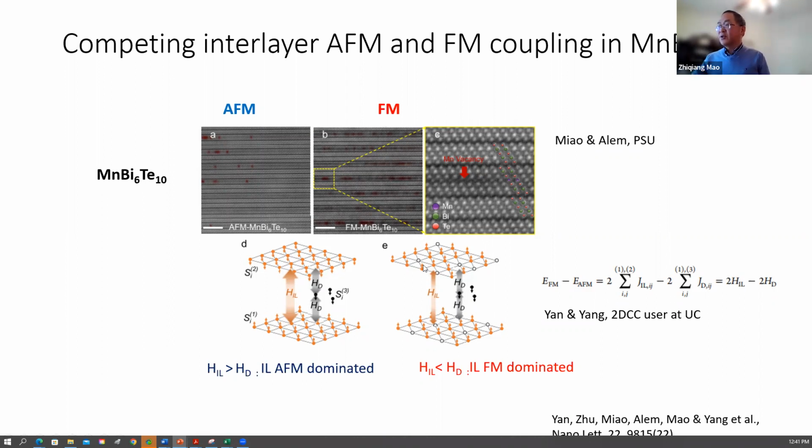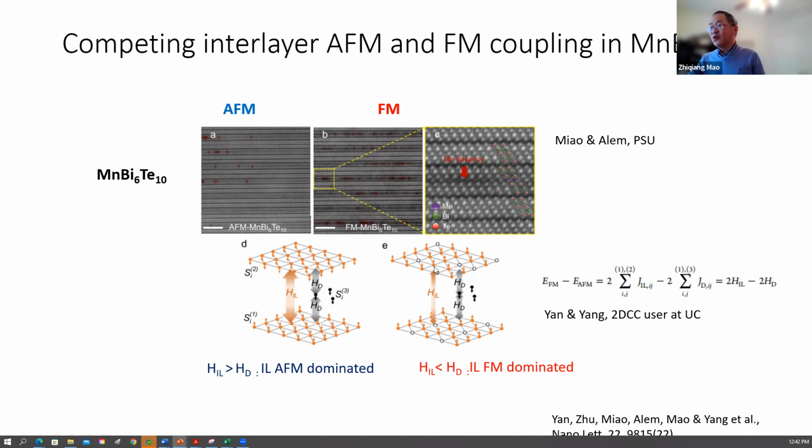This can be understood with a simple Hamiltonian analysis. Xulong Yang did that, a very simple model. If we have less manganese vacancy, then the interlayer antiferromagnetic coupling will be stronger than the coupling between the anti-site manganese and the manganese layer. So H_IL is larger than H_D. In this case, the AFM phase would be favored.